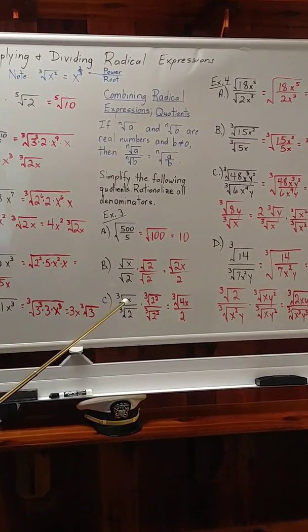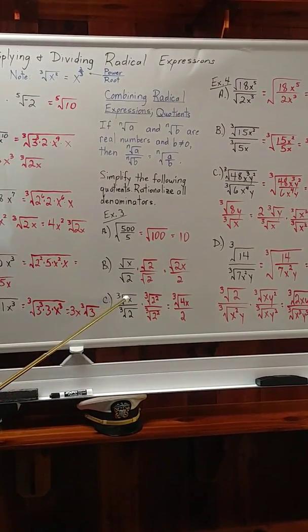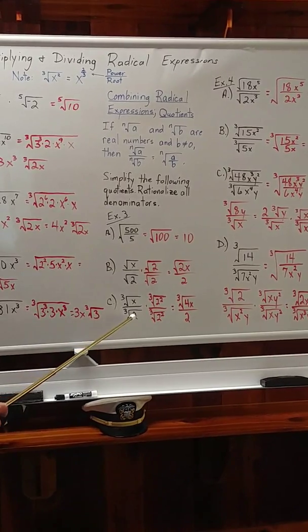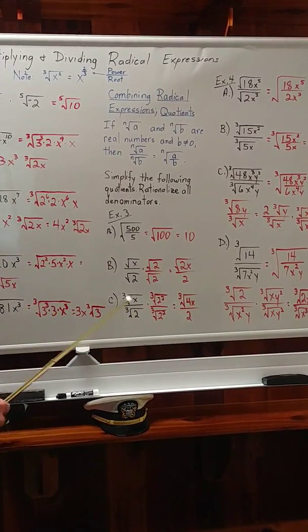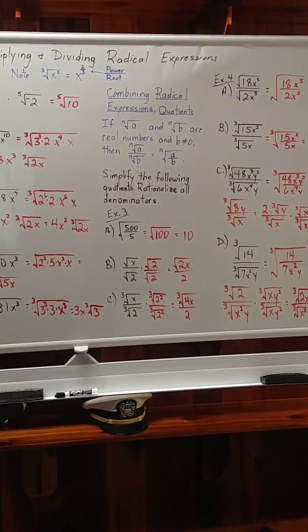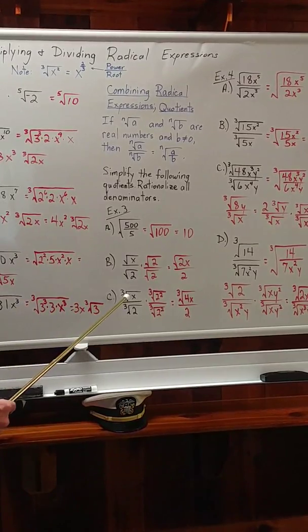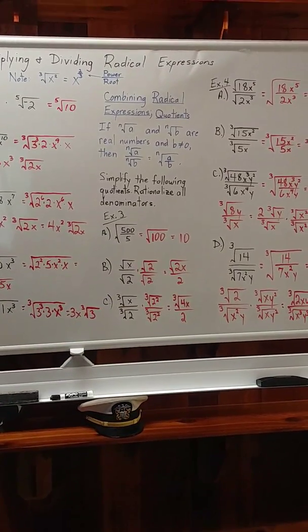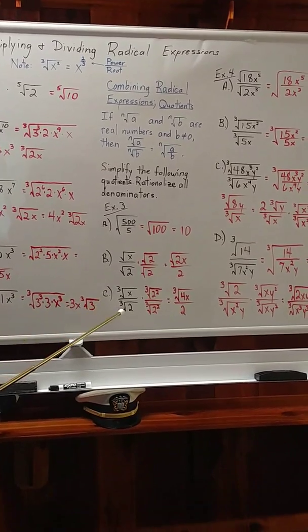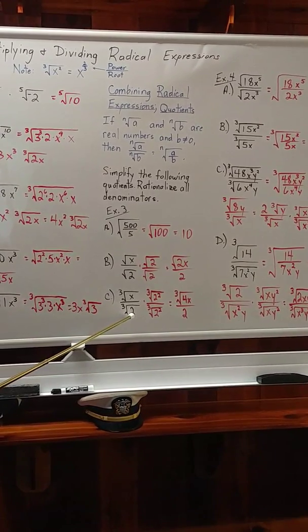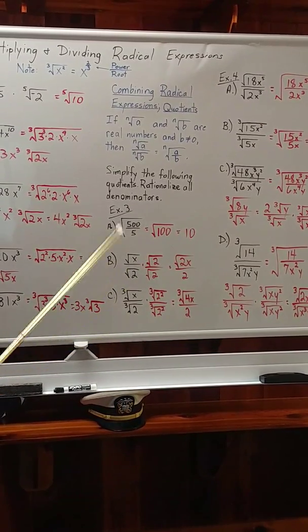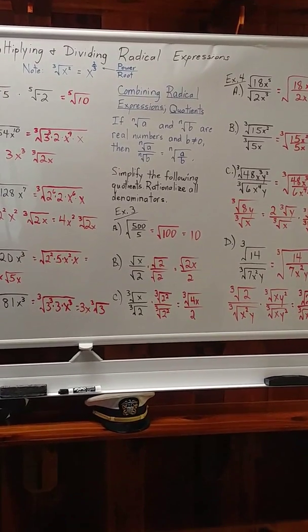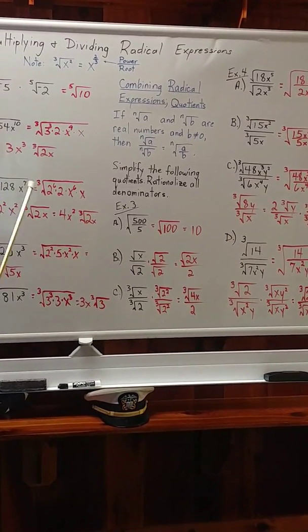Finally, we have the third root of x over the third root of 2. We don't want to put these together because we can't simplify them if we do, so we're going to leave them as separate radicals with a fraction bar between them. The only thing I can do is rationalize this denominator. I have the third root of 2 in the denominator, and I cannot leave that down there for my final answer in that form.